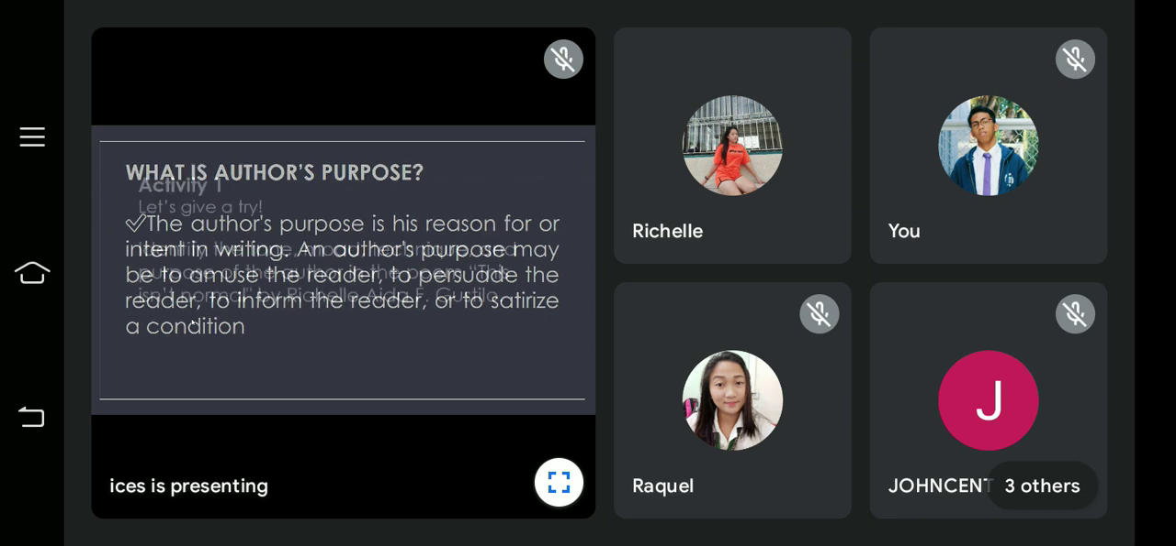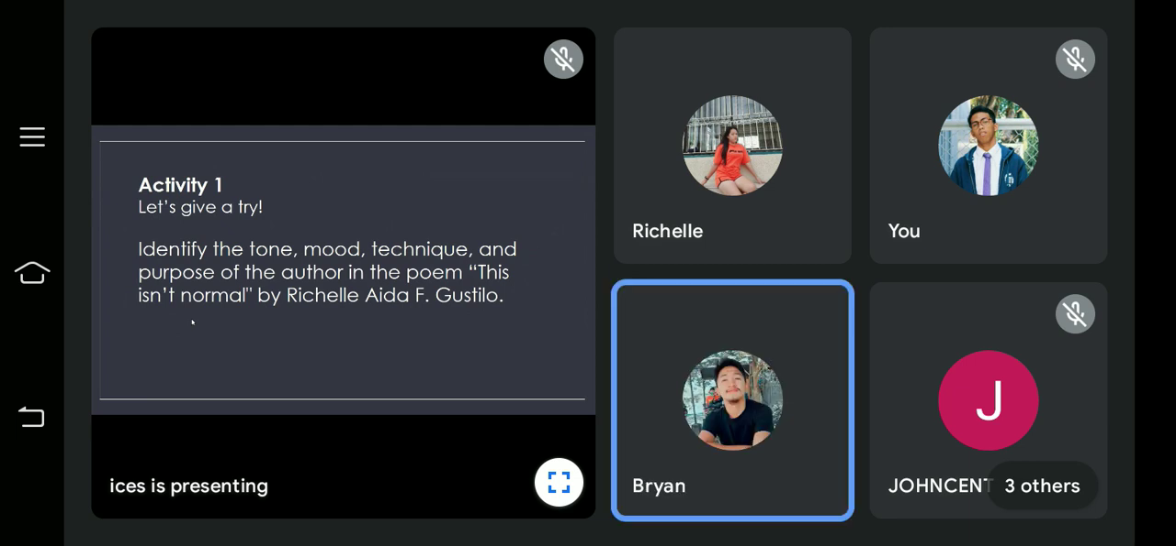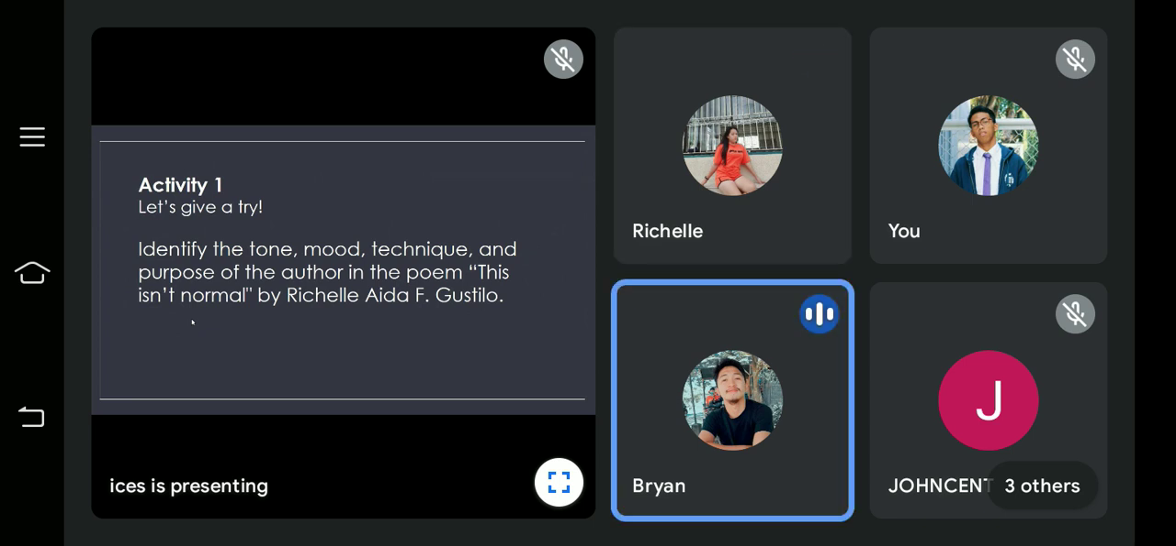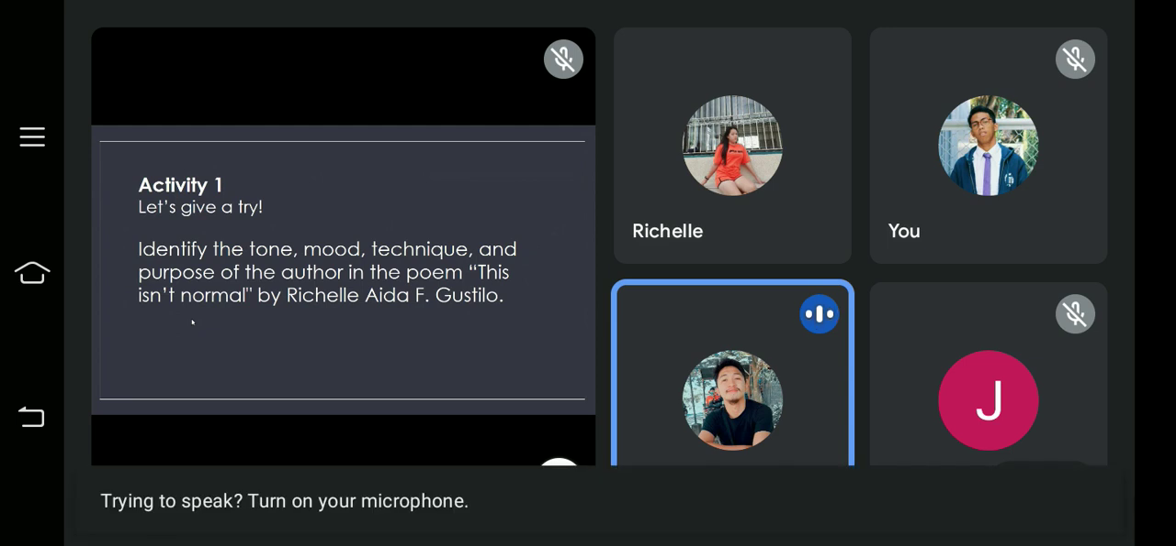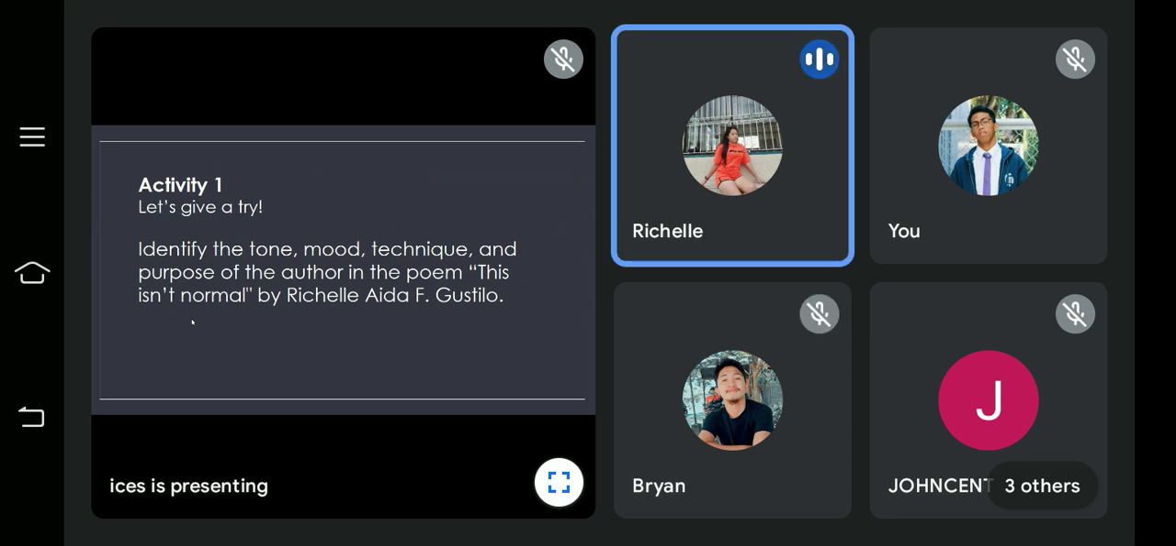Next slide, please. We have an activity. Can someone please read our activity entitled "Let's Give a Try"? Read the instruction. Ma'am. Yes, Mr. Abilia. Activity 1. Let's give a try. Identify the tone, mood, technique, and purpose of the author in the poem "This Isn't Normal" by Rachel Ida F. Bustillo. Okay, so very good.